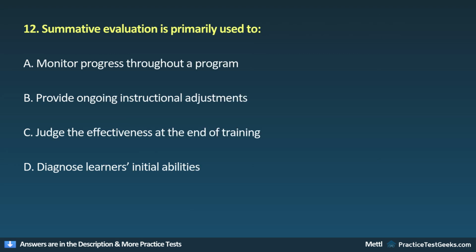12. Summative evaluation is primarily used to A. Monitor progress throughout a program. B. Provide ongoing instructional adjustments. C. Judge the effectiveness at the end of training. D. Diagnose learners' initial abilities.